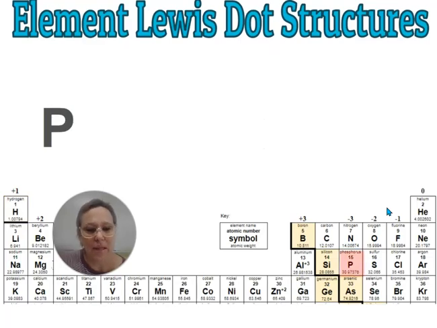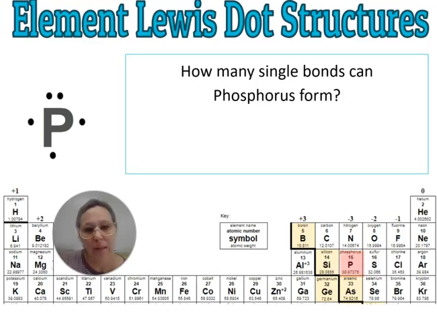Phosphorus is in column 1, 2, 3, 4, 5. It has 5 valence electrons. You're going to draw it like this. The first 4 go on opposite sides, and then the 5th one pairs up. How many single bonds can phosphorus form? 3. It's got 3 lone electrons that are going to try and pair up when they bond.